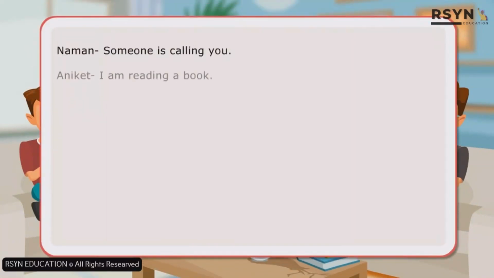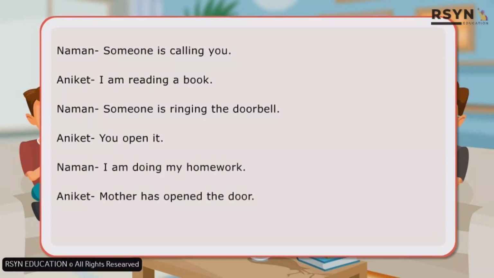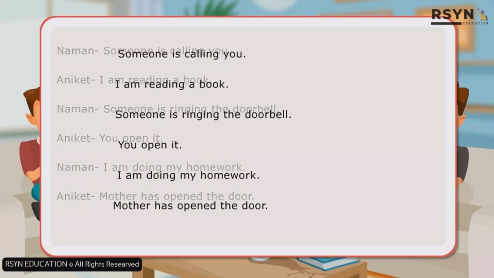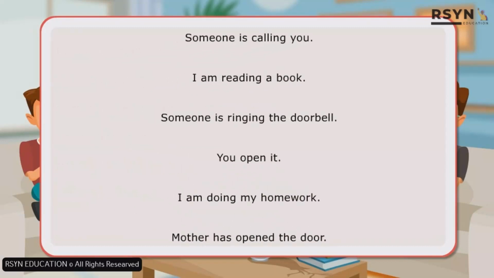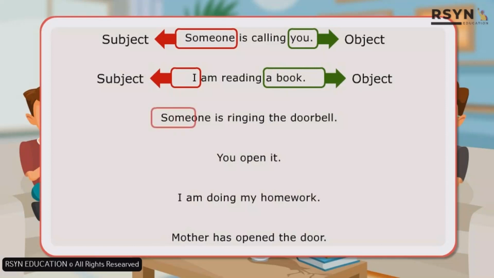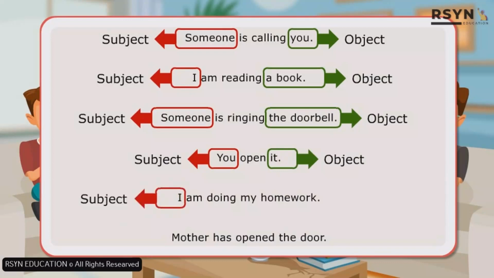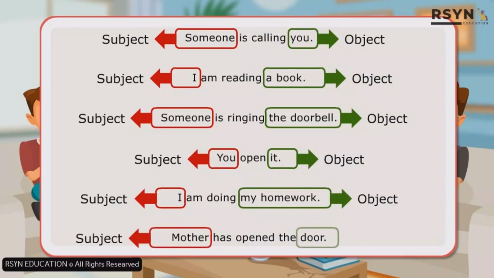In the dialogues, the boys have used sentences that have a doer of the action happening and also a receiver of the action. These are examples of subject and object in the conversation. Someone, subject. You, object. I, subject. A book, object. Someone, subject. The doorbell, object. You, subject. It, object. I, subject. My homework, object. Mother, subject. The door, object.